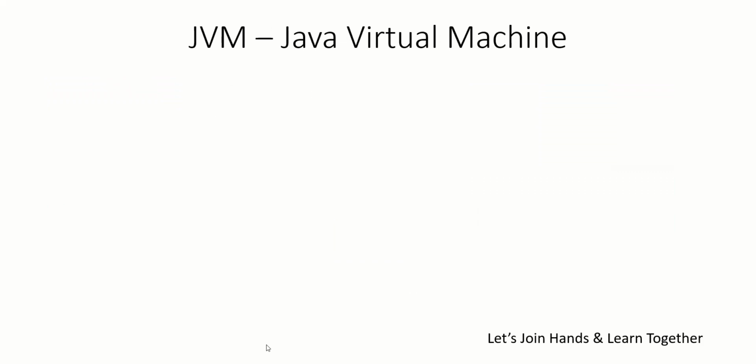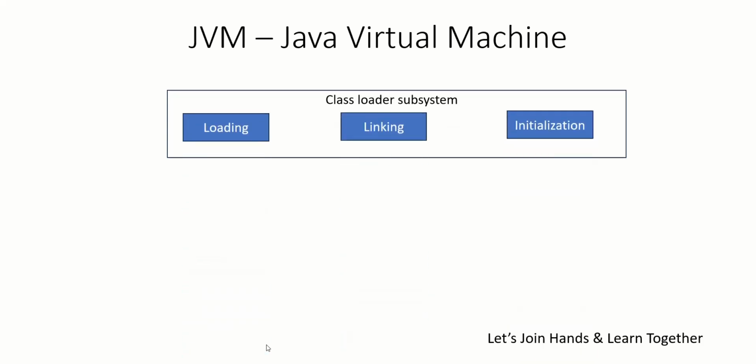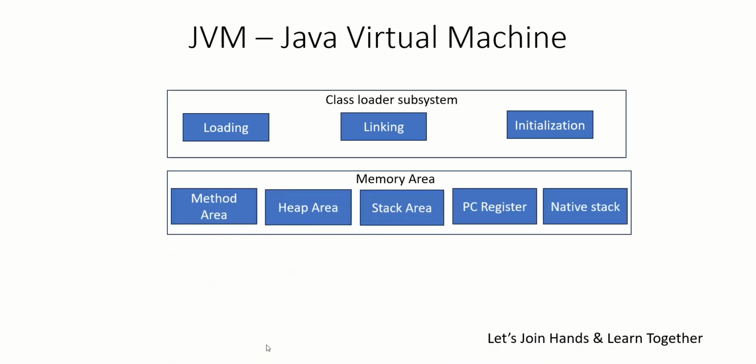What is Java Virtual Machine architecture? It has three different subsystems. One is called the class loader subsystem. Inside the class loader subsystem, it will do three different activities: loading, linking, and initialization. Then the second subsystem is called memory area. Memory area also has five different areas: method area, heap area, stack area, PC register, and last one is native stack. Then finally we have the execution engine.